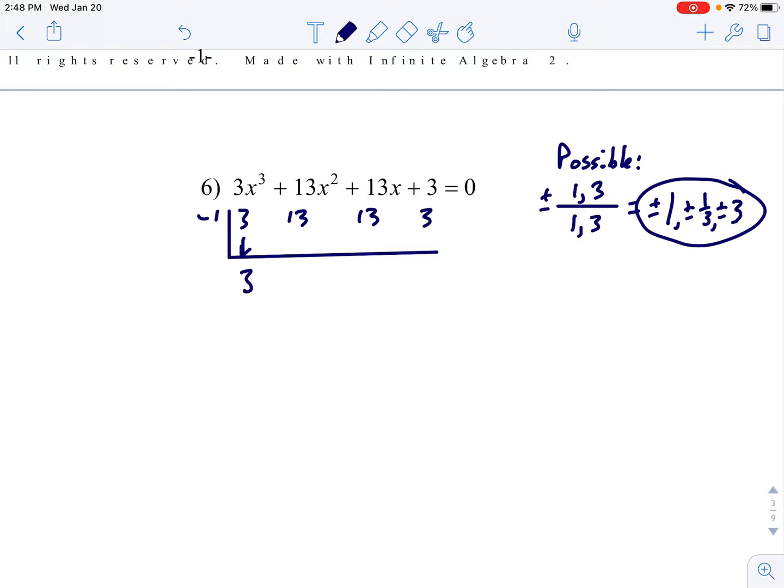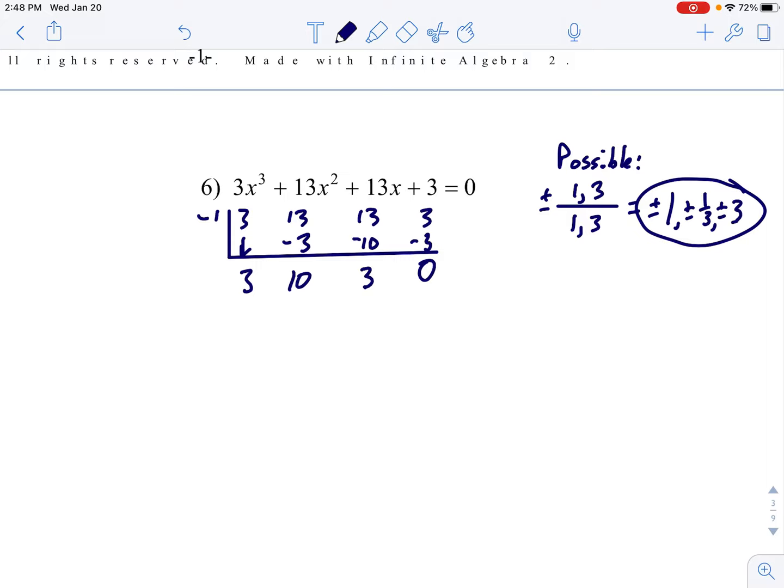So bring down the first number. -1 times 3 is -3. 13 minus 3 is 10. -1 times 10 is -10. 13 minus 10 is 3. -1 times 3 is -3. 3 minus 3 is 0.